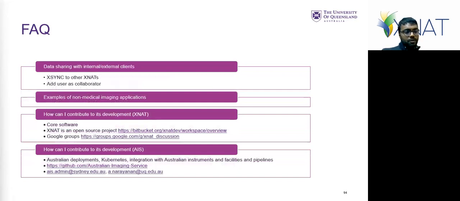There's a couple of questions I'm not too sure about, so I'll just try my best here. So, data sharing with internal and external clients. We support XSync to other XNATs if they support XSync and the versions match up. And you can add a user as a collaborator if they have an AAF account. I'm guessing this might have to do with trying to generate a share link that you can temporarily send to someone else. This is not something that's supported by XNAT at this moment. So the answer there is no, it can't do that particular function. So you'll have to download it and put it onto another cloud share service or use one of these two methods.